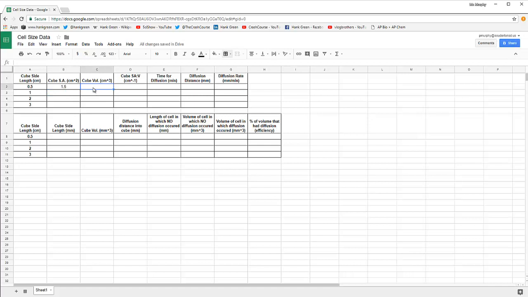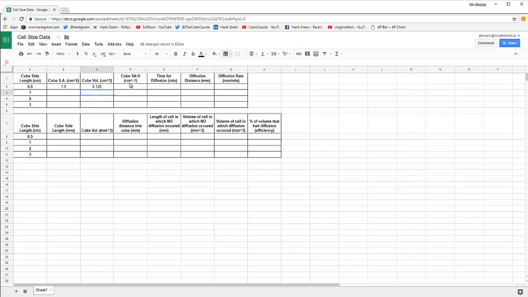For volume, I'm going to press equals to do a formula. I'm going to click the length here, and I'm going to cube that because volume is length times width times height. Cubed. So that's raised to the third power. Press enter. Now you have your value.